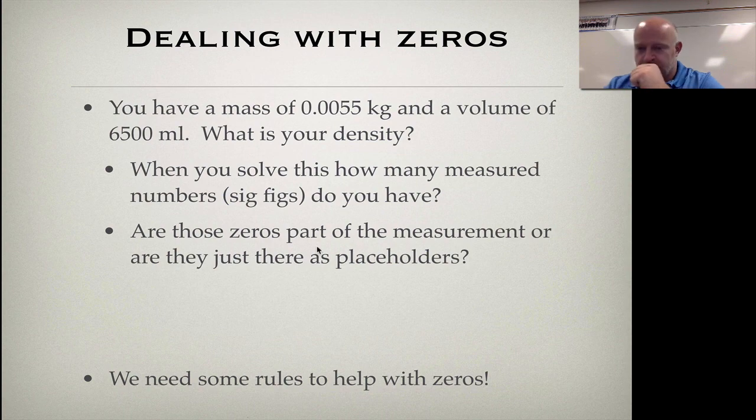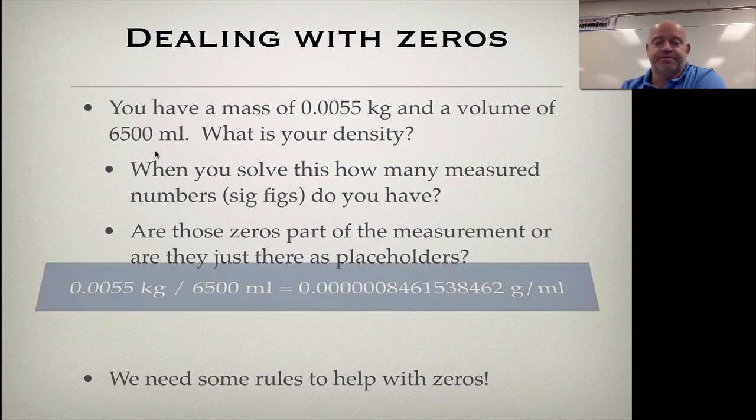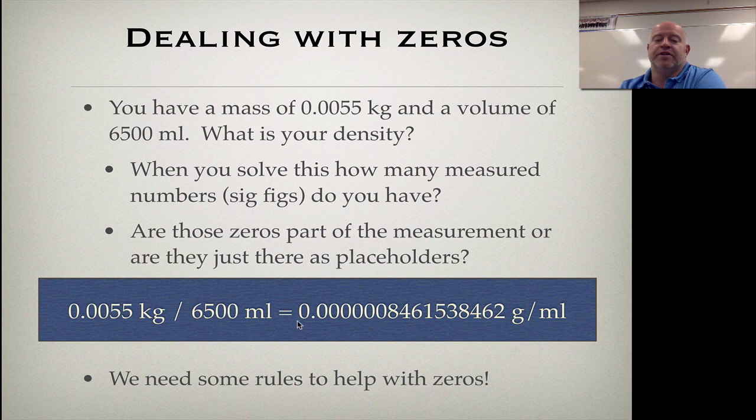One more example for us. If you have a 0.0055 kilogram mass and you divide that by 6,500 milliliters to get a density, and we solve that, we get this really outlandish number. Now, all these zeros up front could be placeholders, but maybe we want them to be part of the measurement. It's hard to tell. We have a bunch of zeros out front here, a bunch of zeros here.